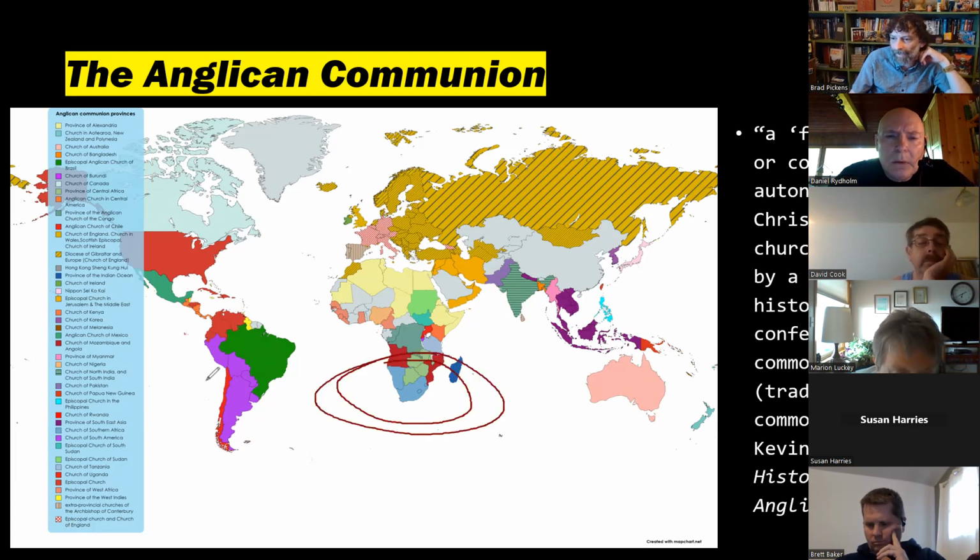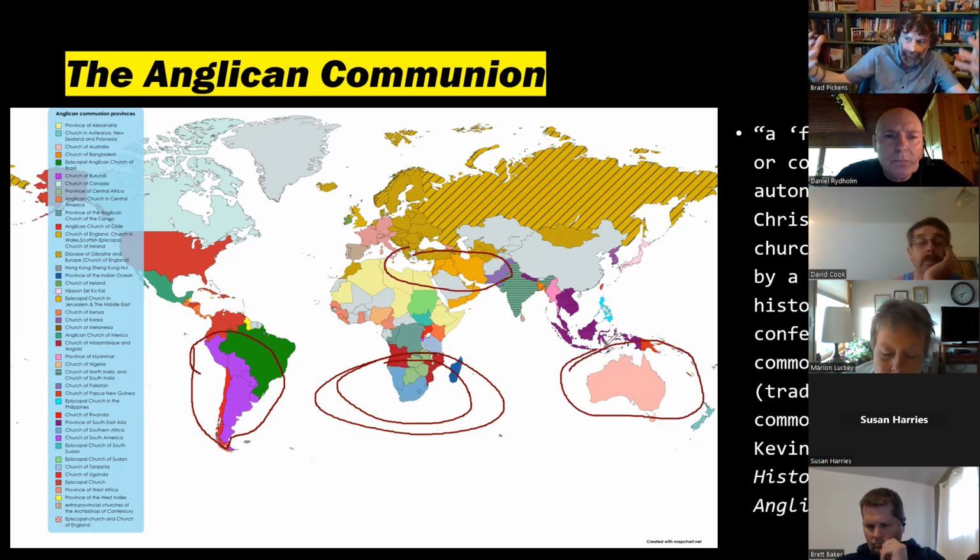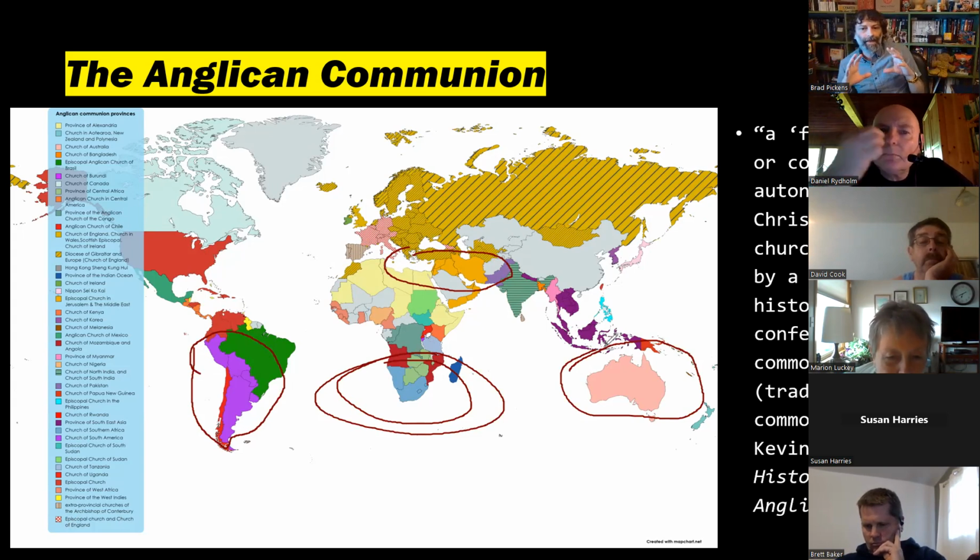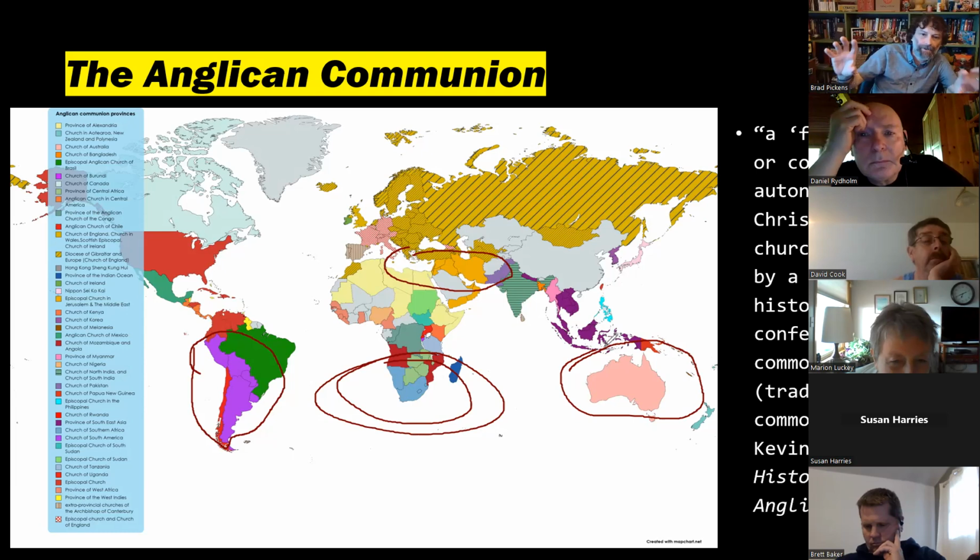There are several countries that make up one province there. In South America, you see the same thing. If they're color coded the same, then it means that they form their own province, whereas Australia is its own province, right? And what that indicates is that each of these 38 provinces are distinct and independent Anglican churches.